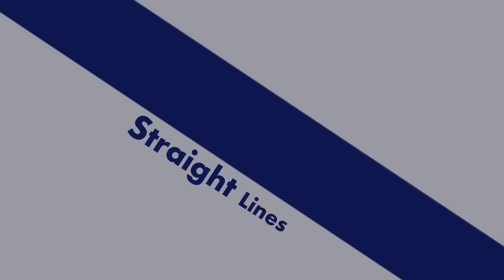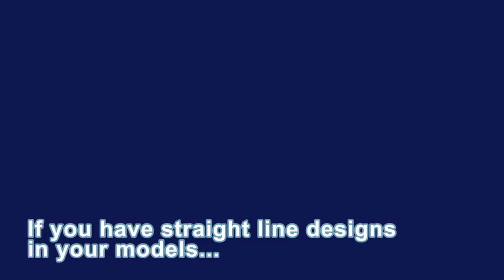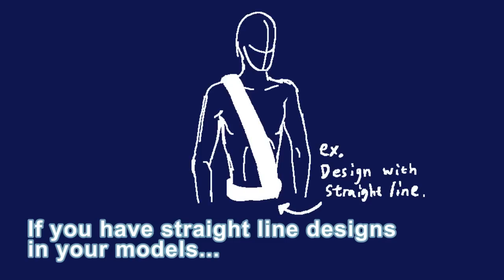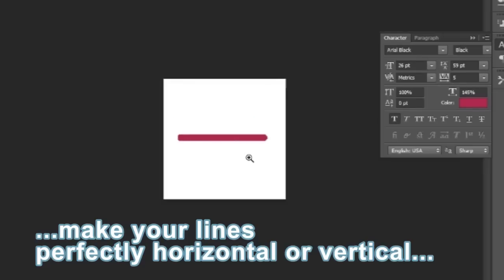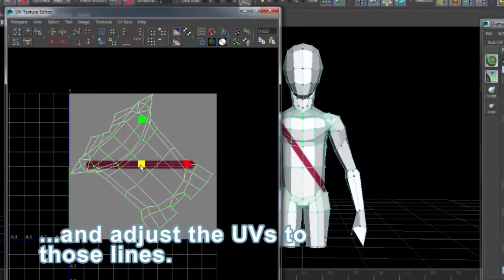Straight lines in texture files give you unlimited resolution, but only when you use perfectly horizontal or vertical lines. So if you have a straight line design in your model, try to adjust your textures and UVs to get as many straight lines in the texture image as possible.